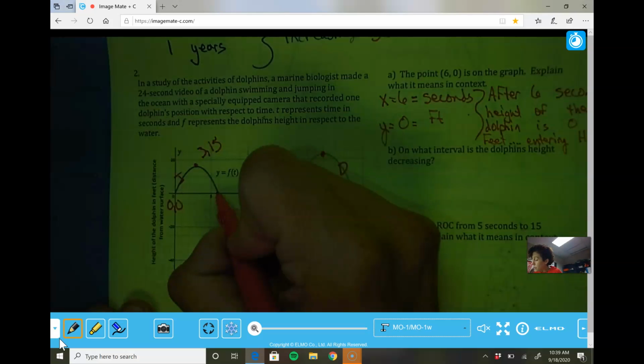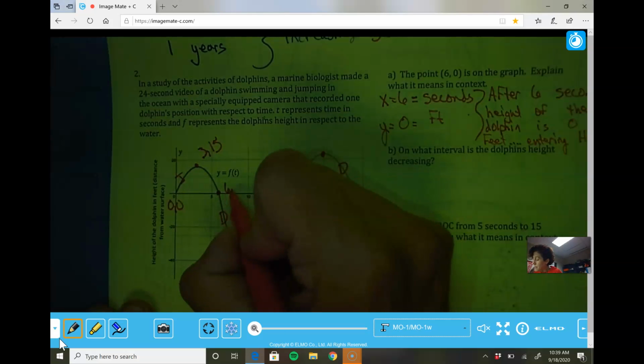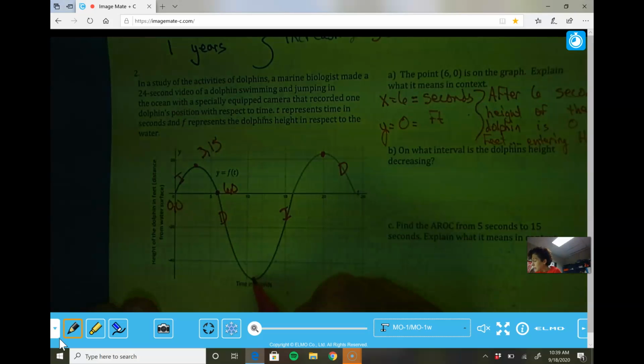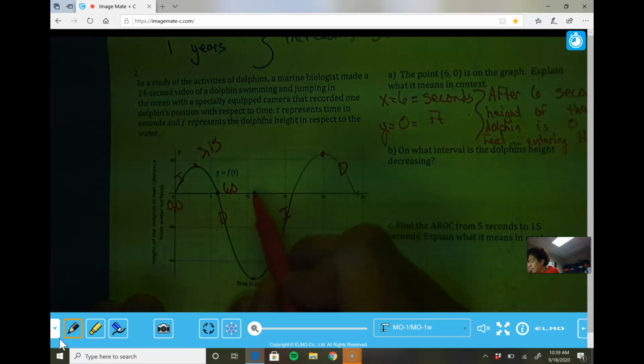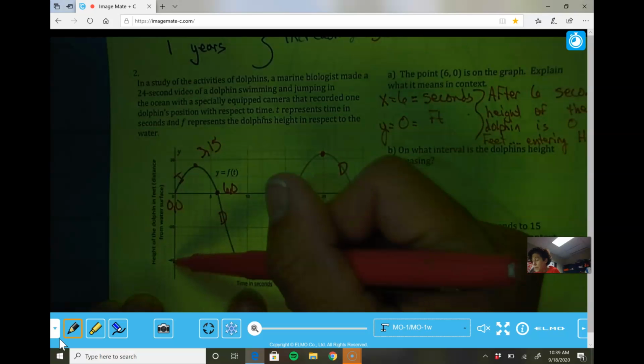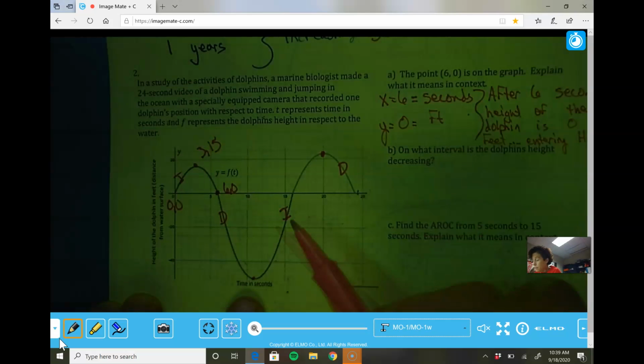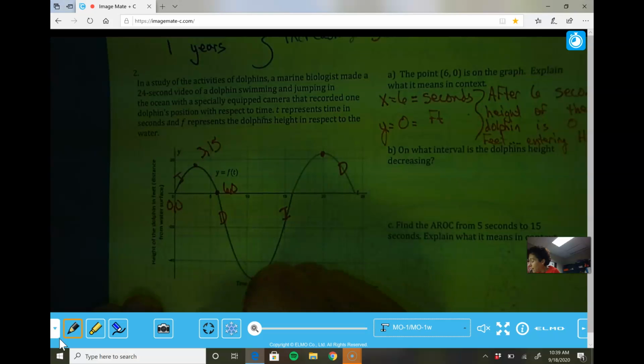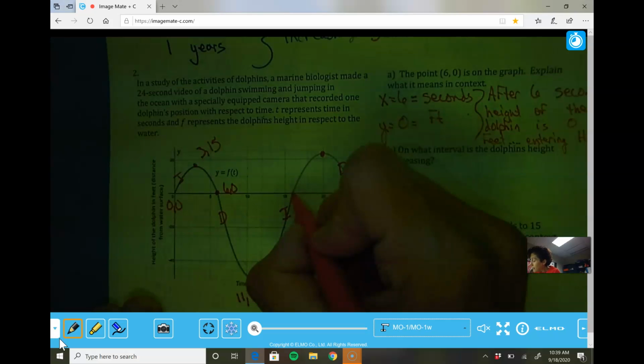I also told you I want you to mark the x-intercepts. That's (6, 0). I need to hit this low point, so that's 10. This is 11 seconds. And again, the y-axis is going by 5, so if this is negative 40, then this is probably negative 45 and negative 50. And then I have another x-intercept of 16.